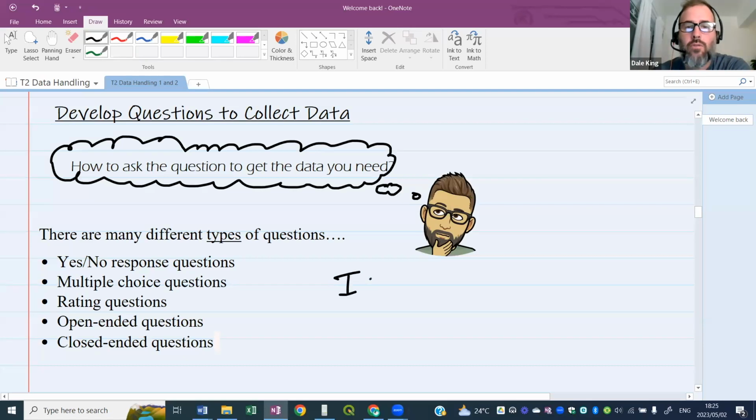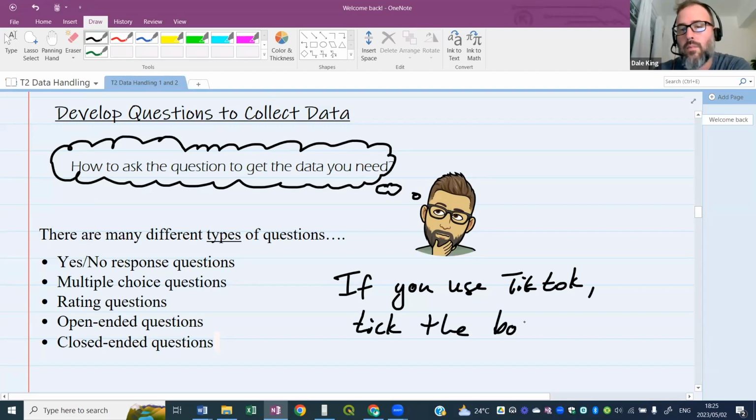You could say, if you use TikTok, tick the box. So all the person can do is put a tick. They can't even say yes or no or 1 to 10. There's no variation in their answer. It's very closed, and all they can do is tick that box if they even use or have used or know what TikTok is. So that's a very closed-ended question.